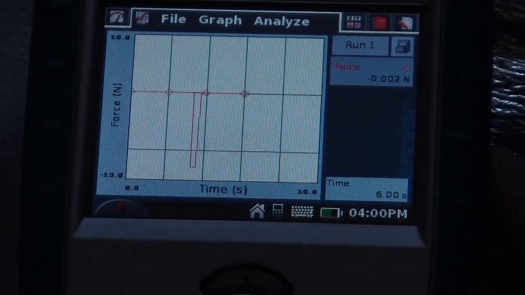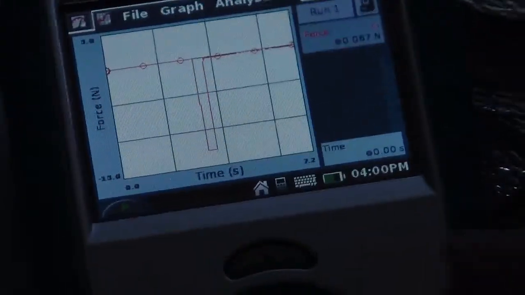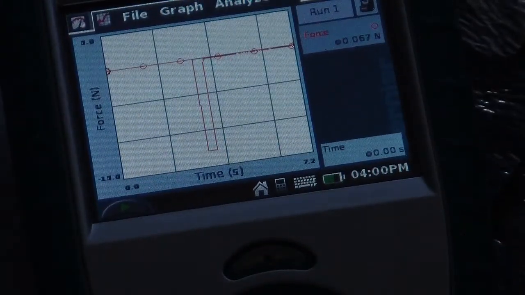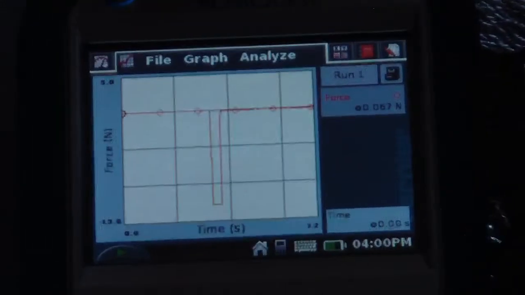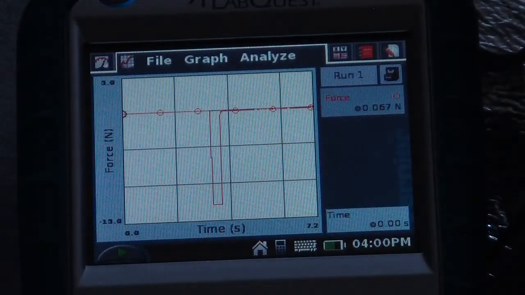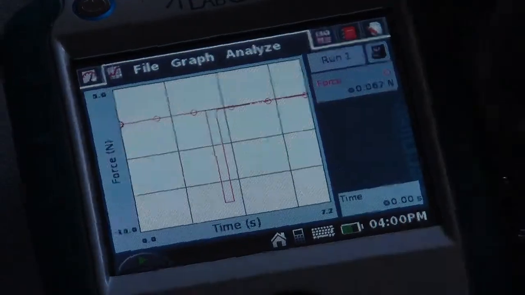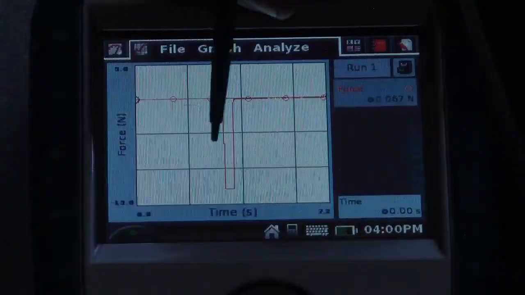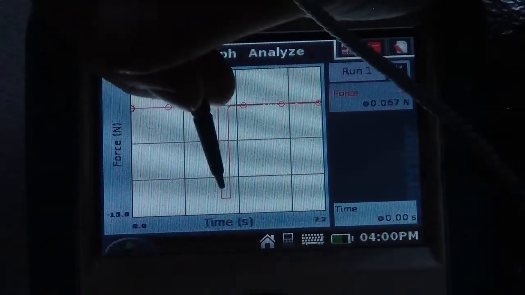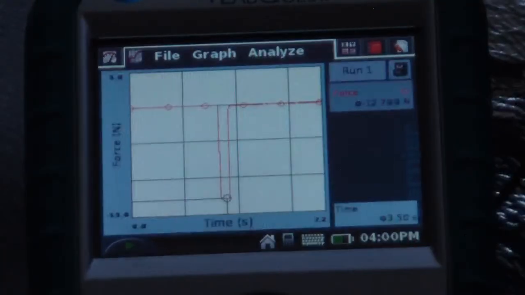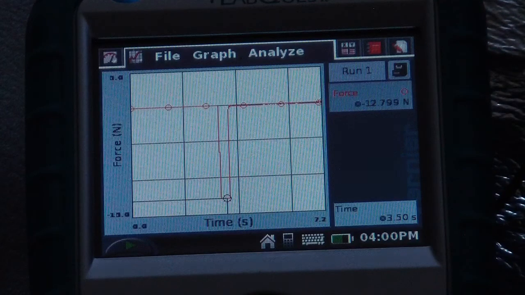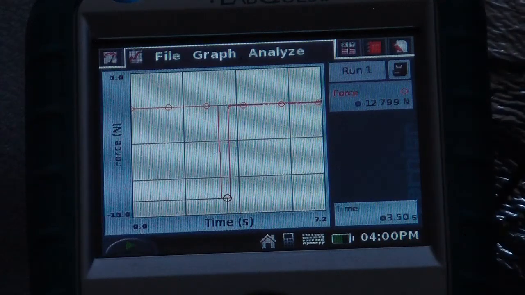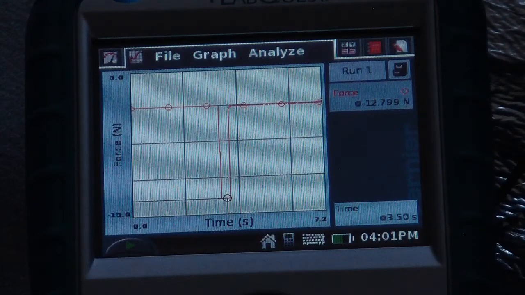1, 2, 3. So as you can see, I basically counted to 3 on here. If you look at the calculator, you can see what happened. It had a straight line, like a last time right there. We pressed the lowest point on there, and the force was negative 12.799, but we'll just ignore the negative. The total elapsed time was 3.50 seconds.